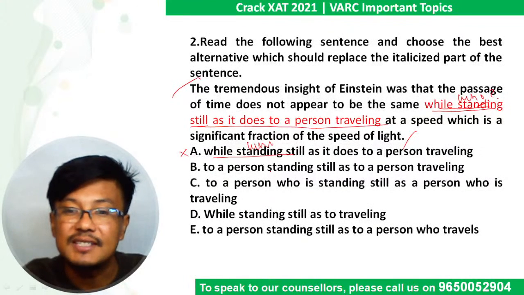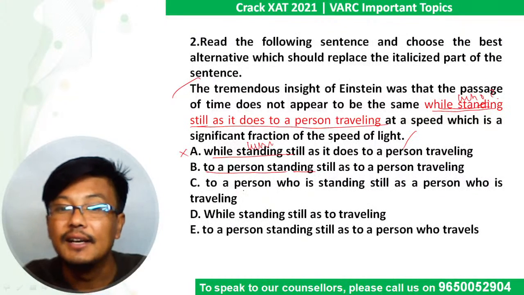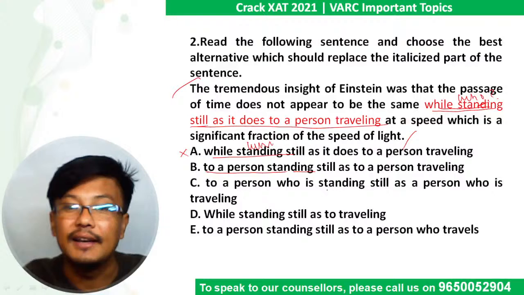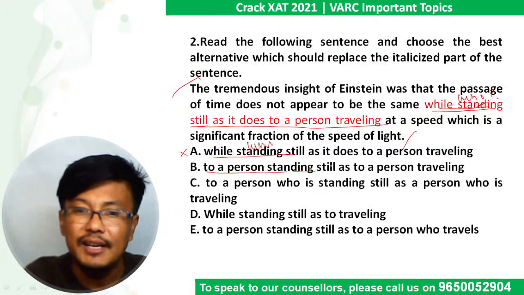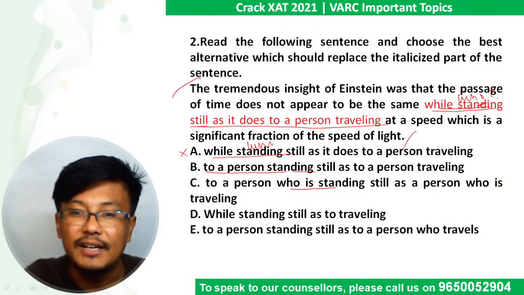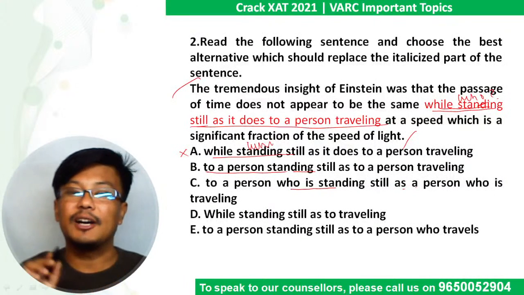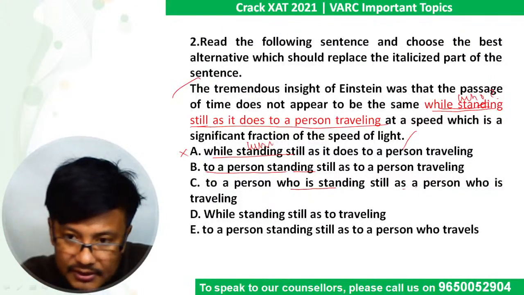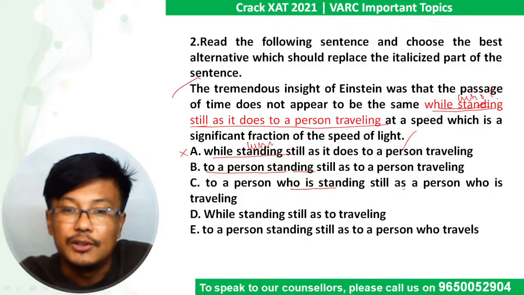B, to a person standing still. Now, to a person standing still, this is clear. To a person who's standing still, right? Even C is fine. But what is the problem? C, to a person who's standing still, though it is longer, there's nothing wrong with it. Still, as a person. Now, you're not comparing one person to another person. You are comparing the effect to a person and the effect to another person. So you will require to here also. So I will eliminate it.